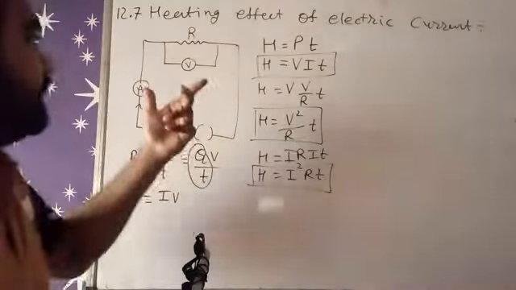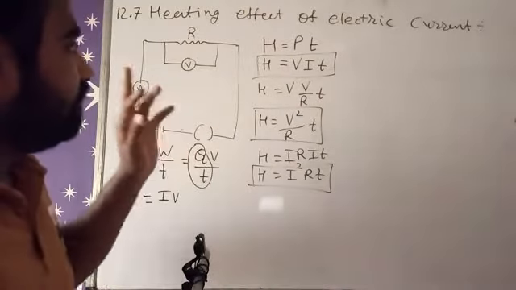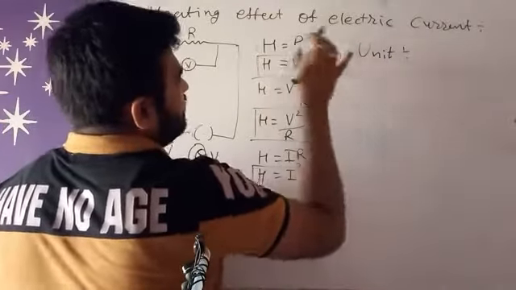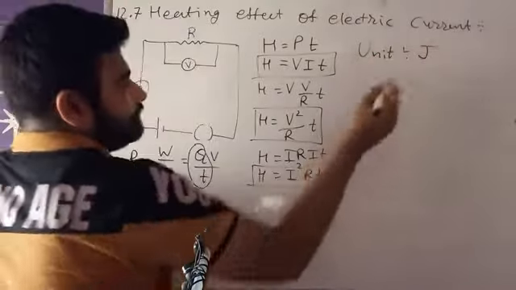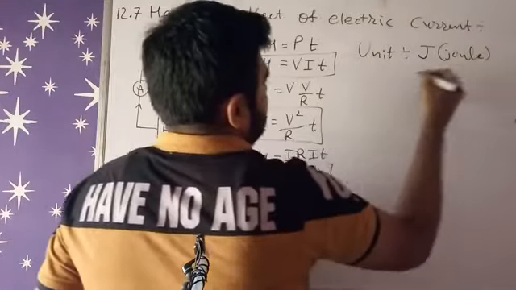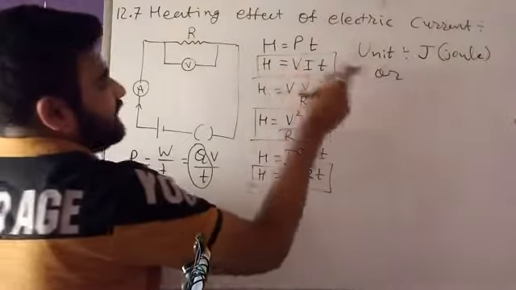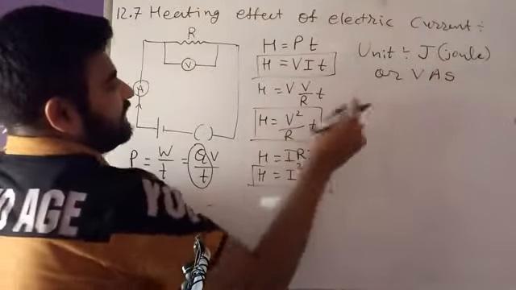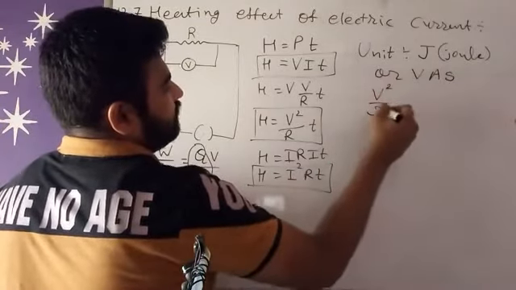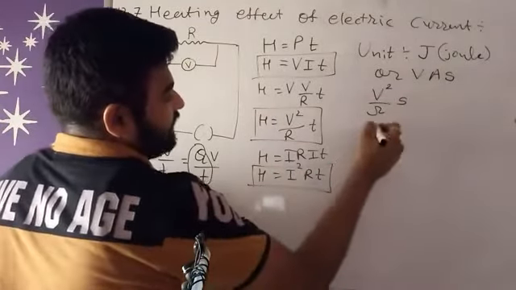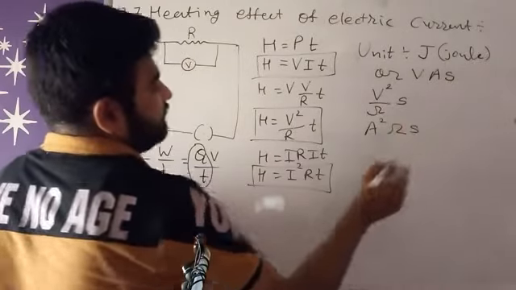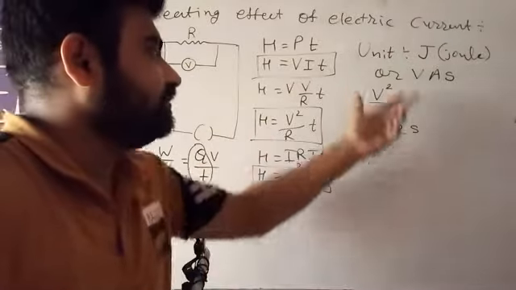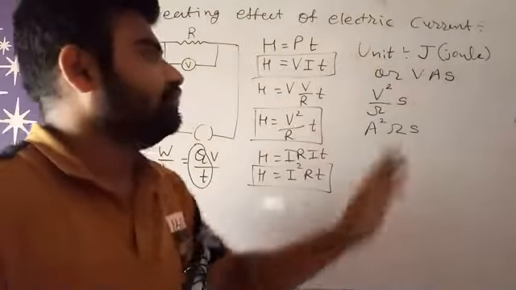Now I want to write the unit of this energy. Basically the unit of heat energy is joule. But a second unit we can write is volt ampere second. Also we can write volt square upon ohm into second. Also we can write ampere square ohm into second. We can use these units also, but its SI unit is joule.